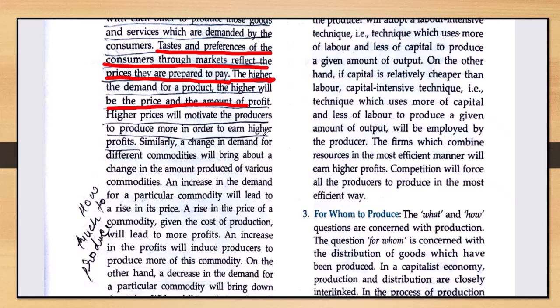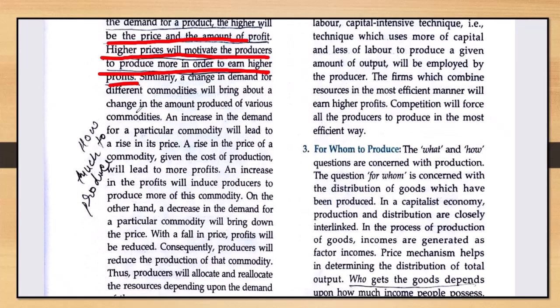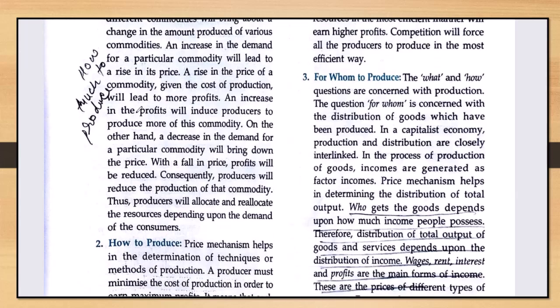The higher the demand of the people, the higher will be the price of the commodity, and more will be the profit for the suppliers at the supplier's side. As we know, more is the price, more is the profit of the supplier. Higher prices will motivate the producers to produce more in order to earn higher profits. This is how the price mechanism helps in determining the type of the product to be produced and also the quantity. Similarly, a decrease in the demand for a particular commodity will bring down the price.